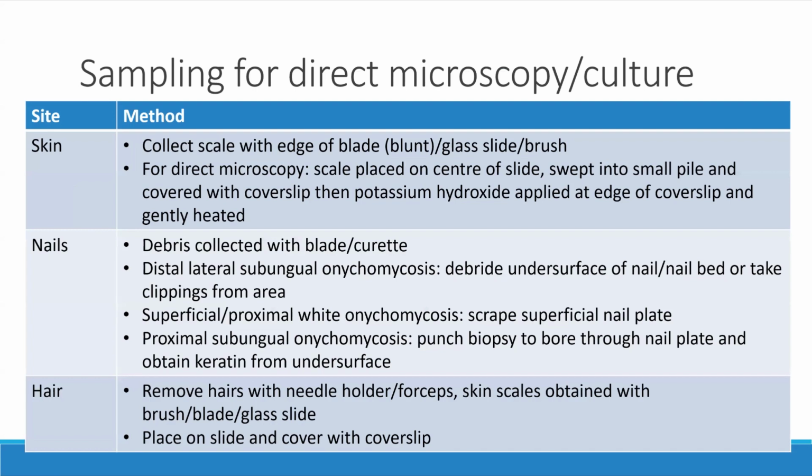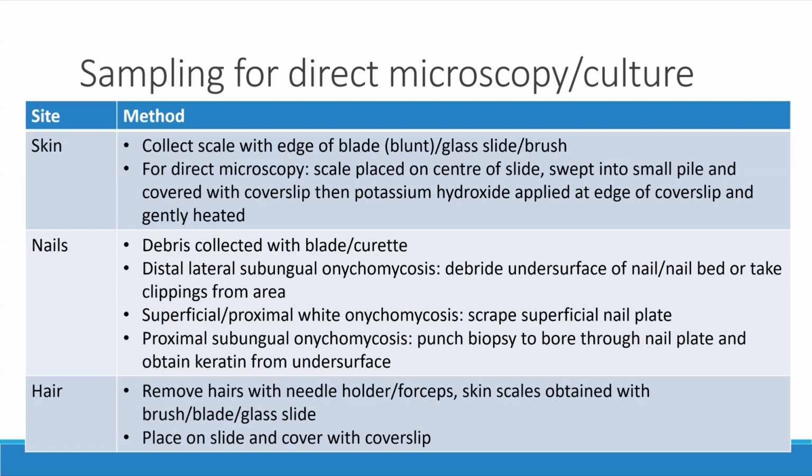These are the different methods for the sampling for direct microscopy or culture. For the skin, you can collect the scale with the edge of the blade, the blunt edge, or using a glass slide or a brush. Then for direct microscopy, the scale is placed on the center of the slide, swept into a small pile and covered with a cover slip, and then potassium hydroxide is applied at the edge of the cover slip and gently heated. For nails, debris is collected with a blade or curette.